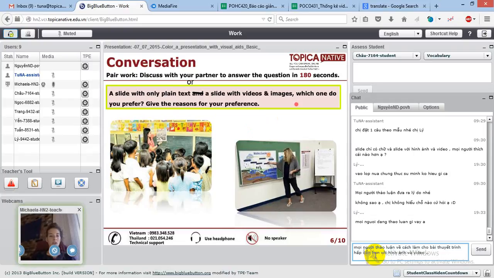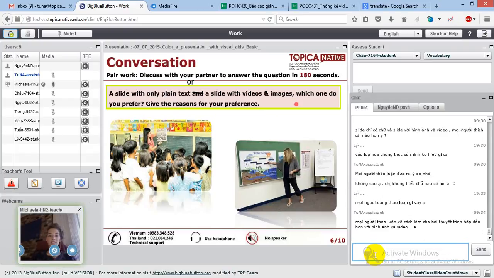Let's have Tran and Yen. Can you please have this conversation as well, and follow the example of Chow and Nok. That was really nice.